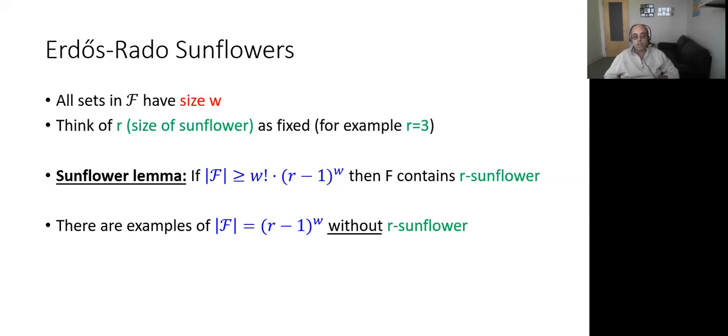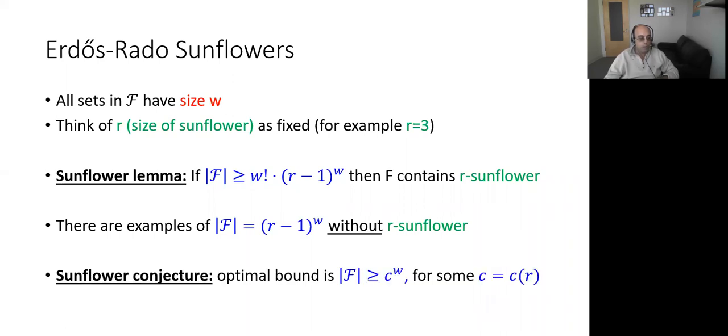So the whole question here is, do we need this W factorial factor or not? Or if you think of R as being constant, is the right order of magnitude exponential in W, or W to the W? It's a subtle question. It's about the base of the exponent. It is exponential in W, but the question is whether the base of the exponent is constant, or does it grow with W? What they conjectured in the original paper is that the right answer should be some constant to the W. So if R is 3, then with some constant to the W sets, you must contain a 3-sunflower. This is what's known as the sunflower conjecture, and it's been open for 60 years. And as you'll see, until very recently, there wasn't much progress on it, even though people cared about this question.